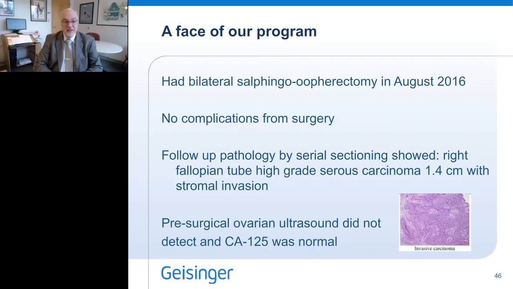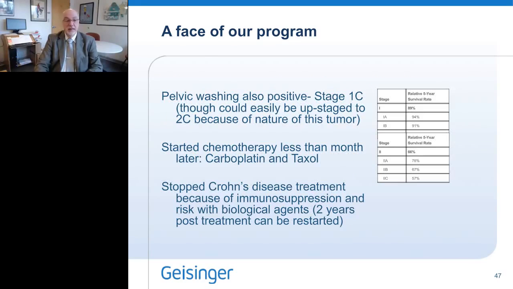There were no complications from the surgery, but as part of the guidelines, serial sectioning of the fallopian tubes and ovaries was done, and in the right fallopian tube, it was noted that she had a high-grade serous carcinoma that was 1.4 centimeters, and there was evidence of stromal invasion. It's important to note that we had done a pre-surgical ultrasound that did not see this, and that this patient's CA125 was normal. And this illustrates the fact that for prophylaxis of or surveillance for ovarian cancer, our tools right now are really not up to speed.